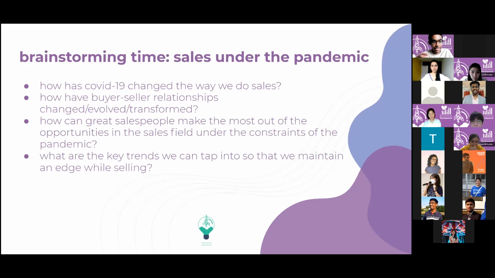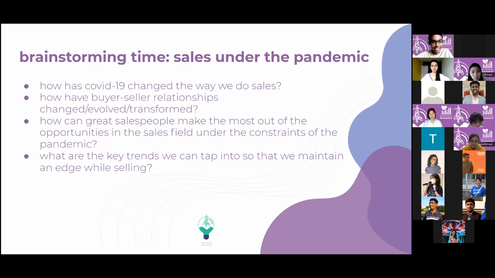Again, these are some things you might want to brainstorm, especially when doing sales under the pandemic, and especially when it comes to prospecting. Of course, it's good that you start with why, which we just did before. But at the same time, you also need to think about what are the ways in which sales has changed under COVID? How have buyer-seller relationships transformed? How can great salespeople still make the most out of the opportunities? And what are the key trends?